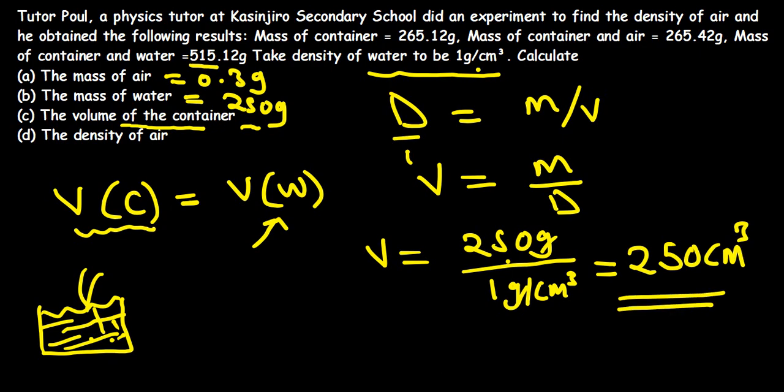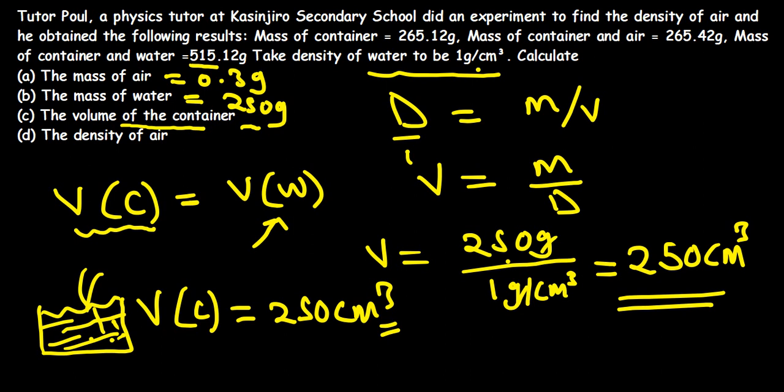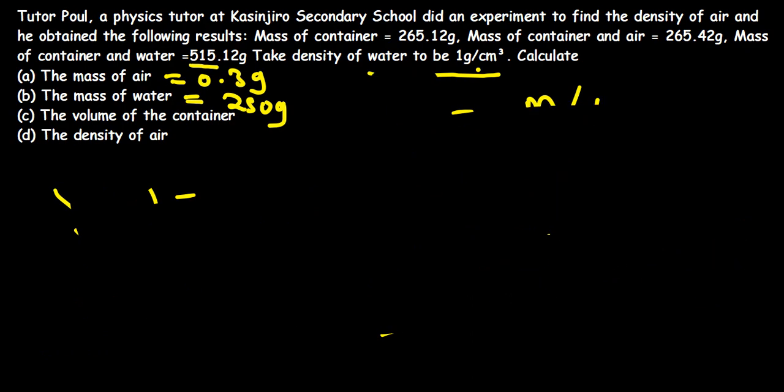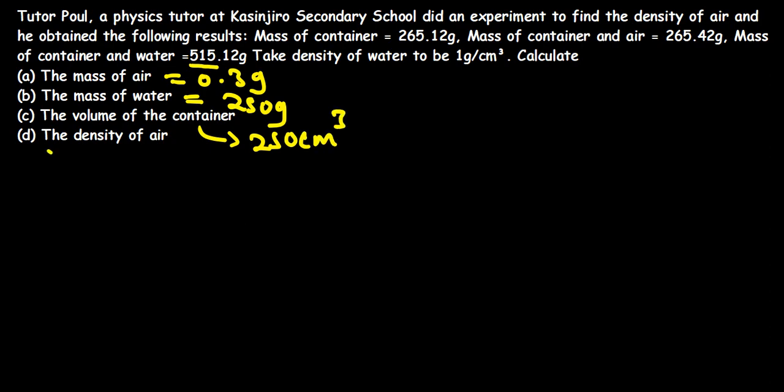So the volume of water is the same as the volume of the container. So we can say the volume of the container is equal to 250 cubic centimeters. So we have 250 there as the volume of the container. Let's clean up this and then we solve the last question. On the last question, the volume of the container I found was 250 cubic centimeters. And now we are here, the density of air.